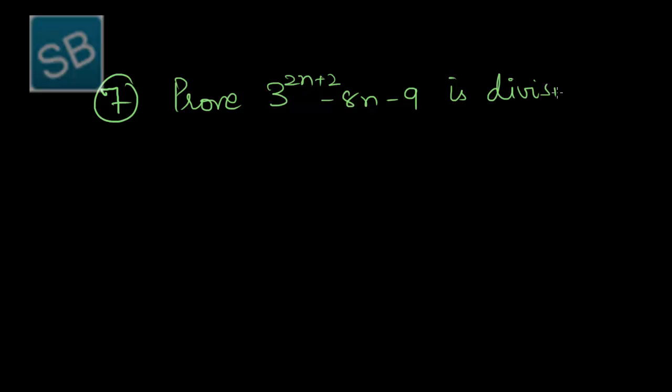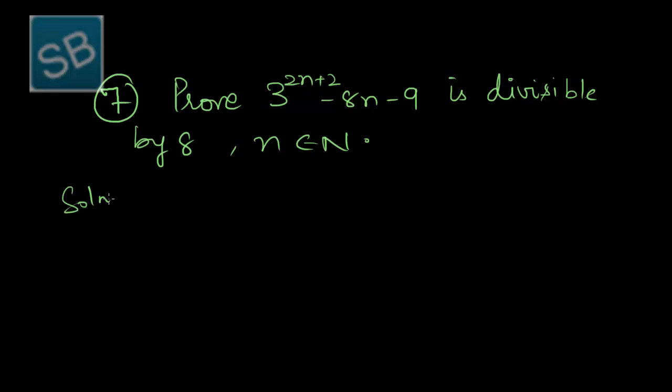Next problem is problem number 7. Prove that 3 raised to power 2n plus 2 minus 8n minus 9 is divisible by 8 for all n belonging to N. So here we have to prove this result is divisible by 8.